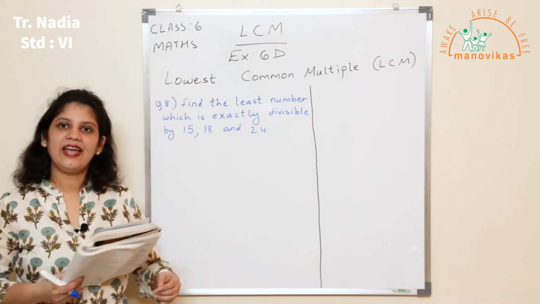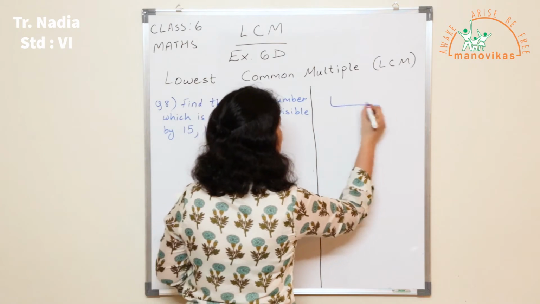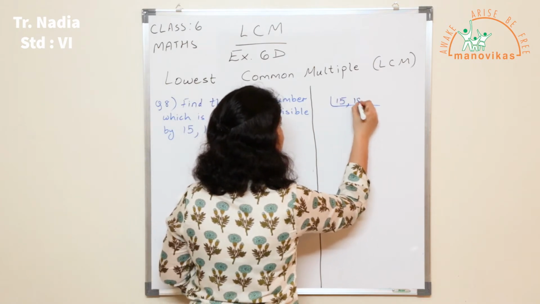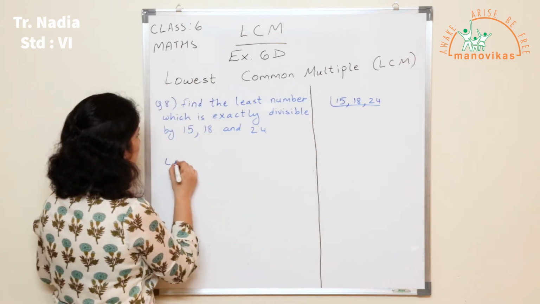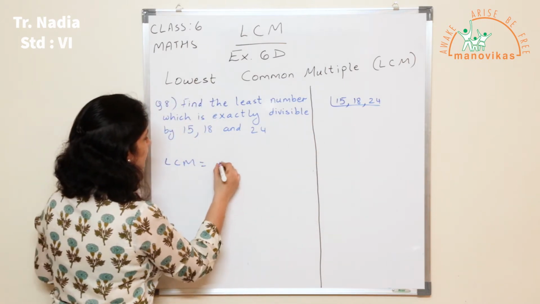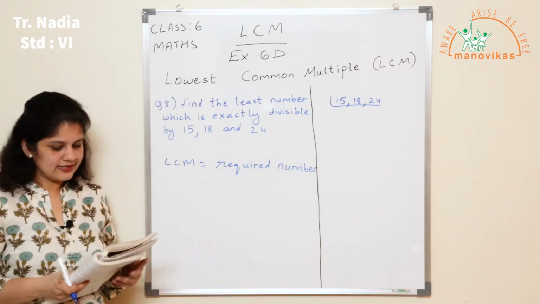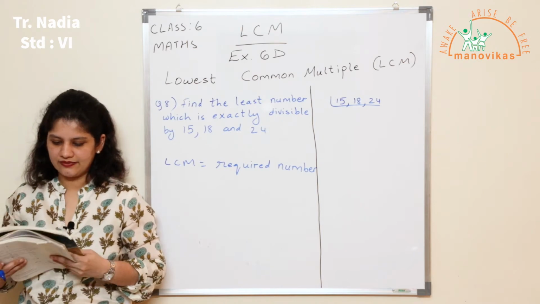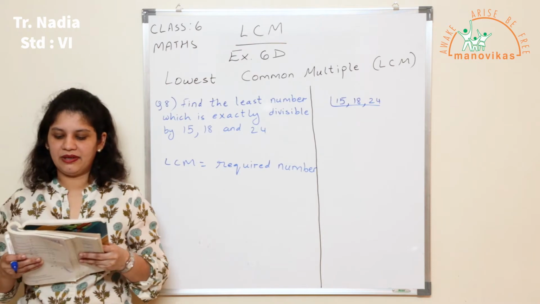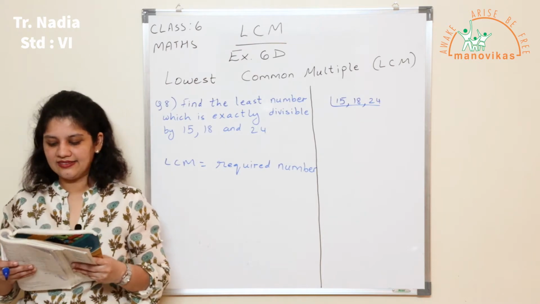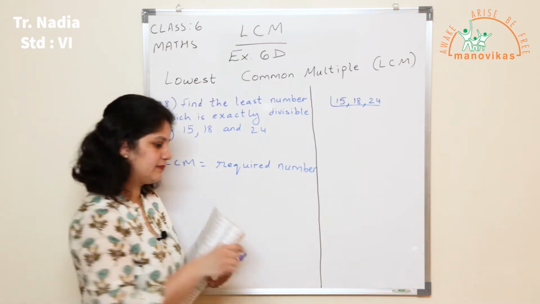So it will be the LCM of 15, 18 and 24. So what you all need to do is go to the rough column and find the LCM of 15, 18 and 24. The LCM that you get will be the required number. Similarly, question 9, let's see what is given in question 9. Find the smallest number which when divided by 15, 20, 25 and 30 leaves 5 as remainder in each case.